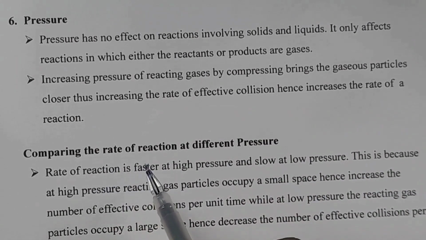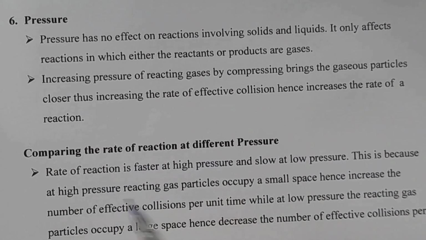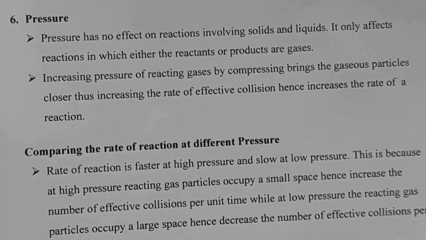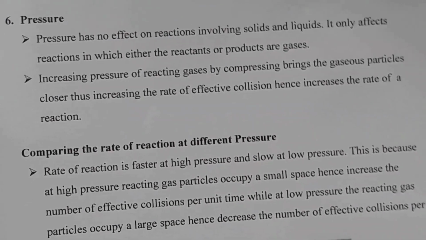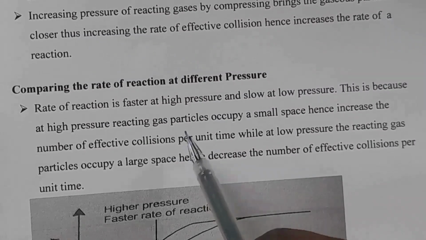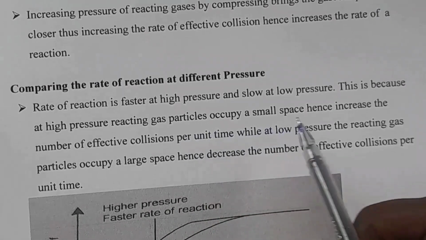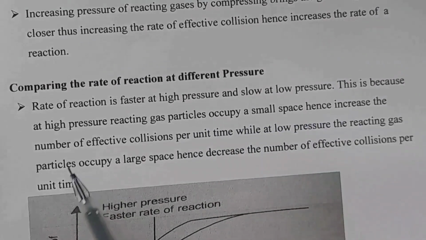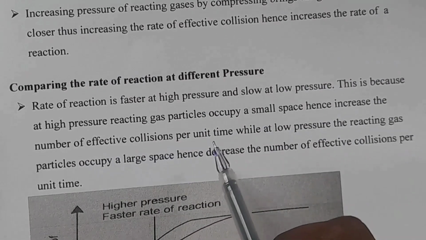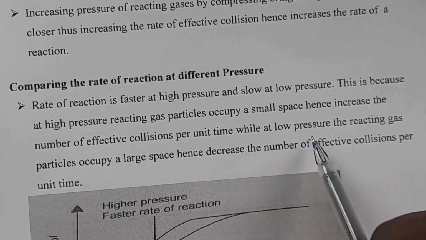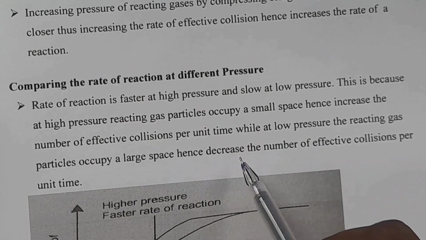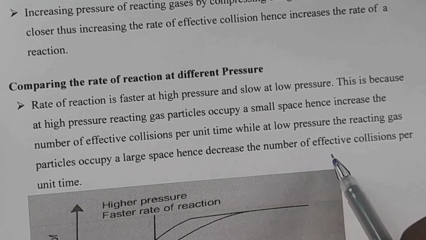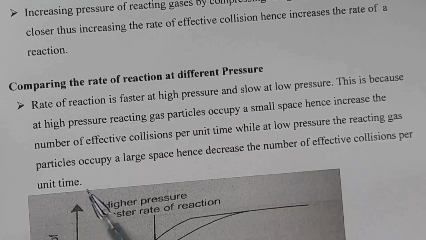To compare the rate of reactions at different pressures, we are told the rate of reaction is faster at high pressures and slow at low pressures. Reason: at high pressure, reacting gas particles occupy a small space, hence increase the number of effective collisions per unit time, while at low pressure, the reacting particles occupy a large space, hence decrease the number of effective collisions per unit time.